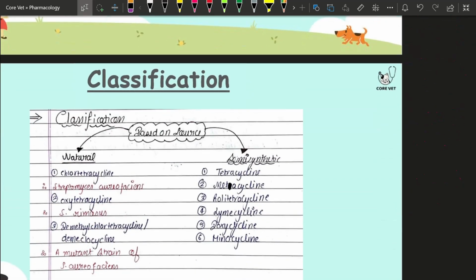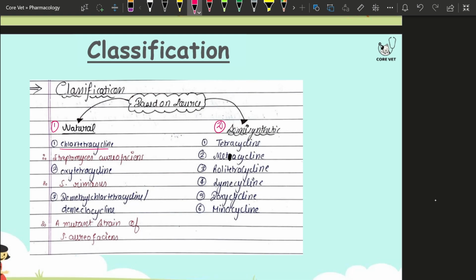If we talk about the classification based on the source, it could be divided into two classes. The first class is your natural, and the second class is your semi-synthetic. In the natural, the first one is the tetracycline, which was the first tetracycline that was discovered. It was discovered from Streptomyces aureofaciens, right? Next is oxytetracycline, which was discovered from Streptomyces rimosus, right? And the last is demeclocycline, also known as demethylchlortetracycline, which has been obtained from a mutant strain of Streptomyces aureofaciens, right?